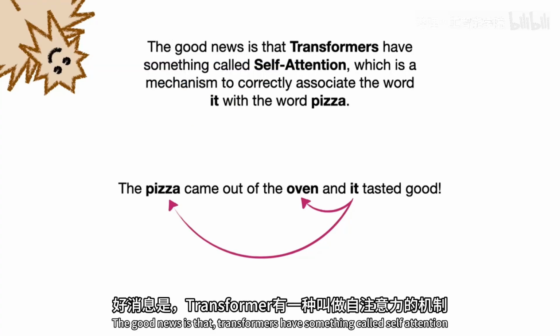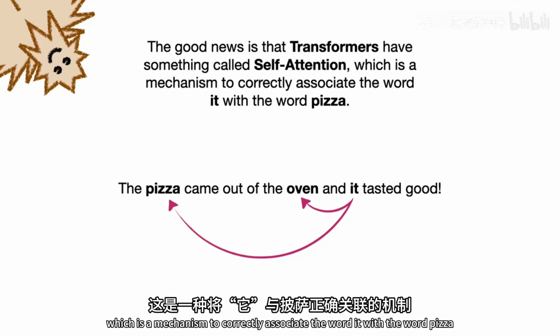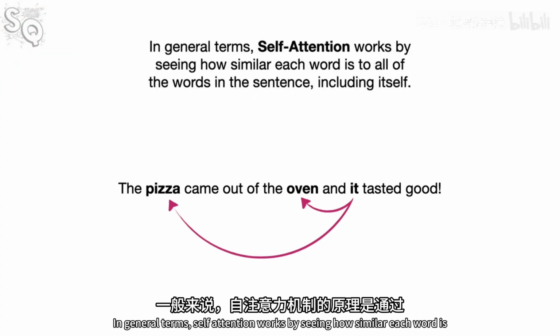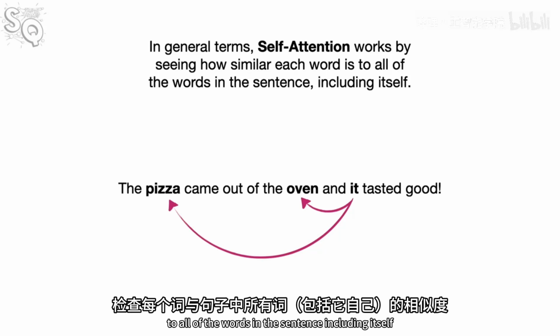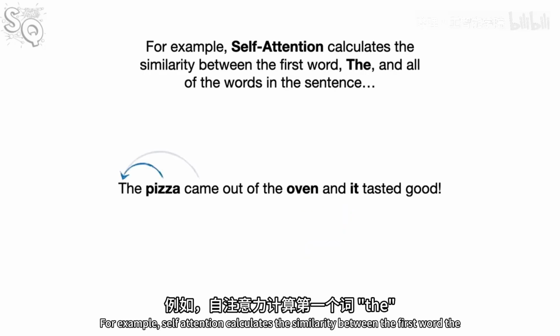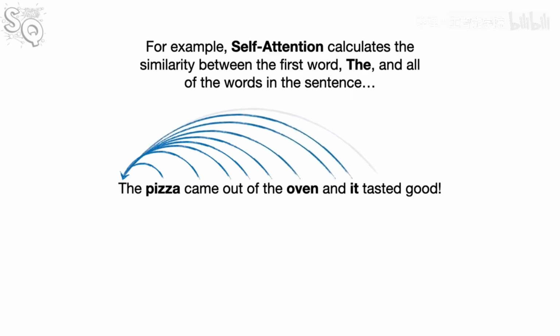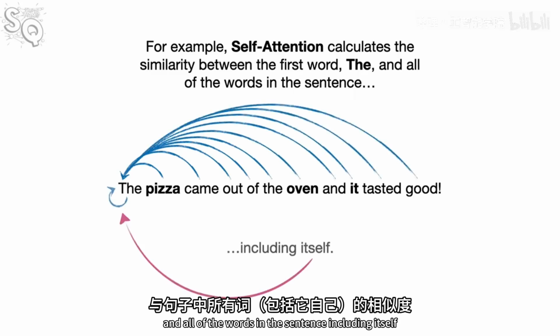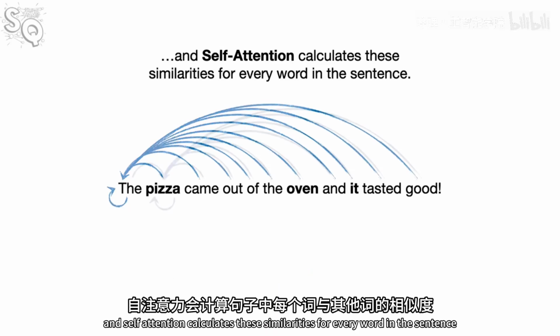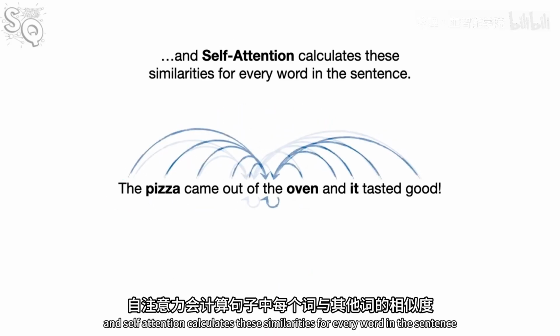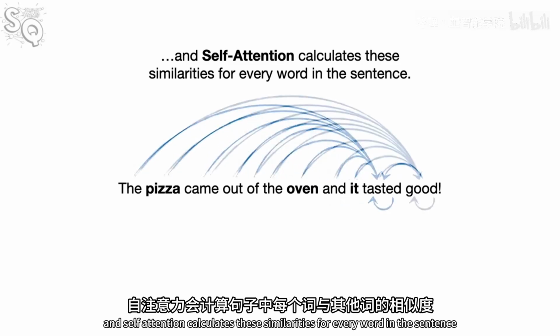The good news is that transformers have something called self-attention, which is a mechanism to correctly associate the word it with the word pizza. In general terms, self-attention works by seeing how similar each word is to all of the words in the sentence, including itself. For example, self-attention calculates the similarity between the first word, the, and all of the words in the sentence, including itself. And self-attention calculates these similarities for every word in the sentence.